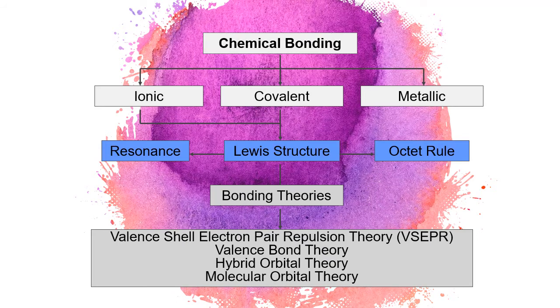This is the overall picture of this chapter. We will cover the types of bonding, resonance structures, Lewis structures, and also the octet rule. At the end of this chapter, we will cover all the theories related to chemical bonding.